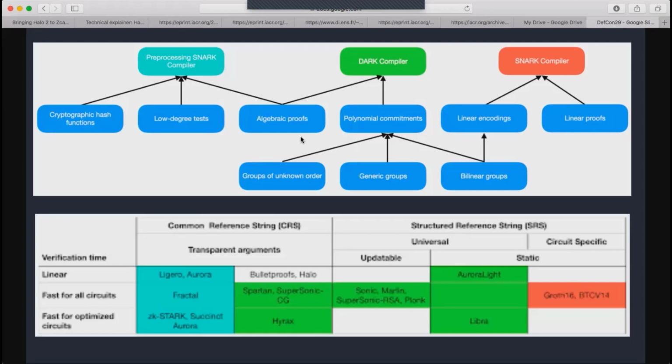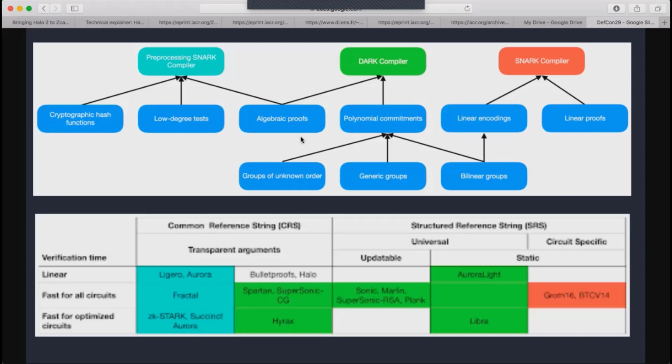We can also classify proof systems into those which use a common reference string and those which use a structured reference string. The common reference string is the simpler implementation, and right now there are a lot of innovations coming up. We measure the performance of the systems based on proof size and verification time. There are a lot of them, as you see in this diagram.